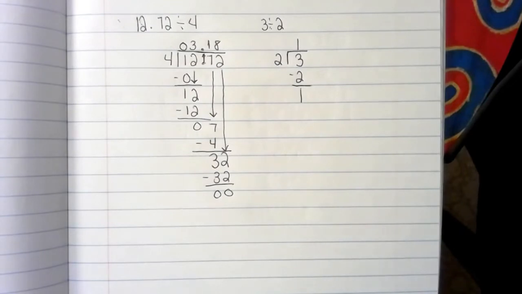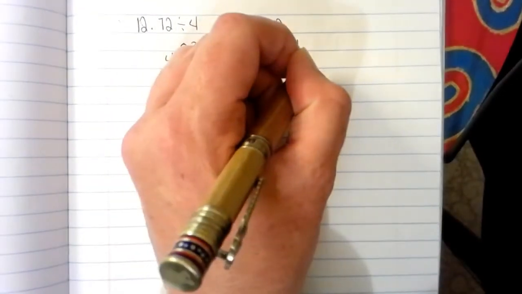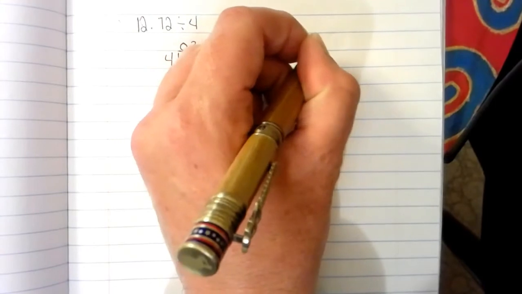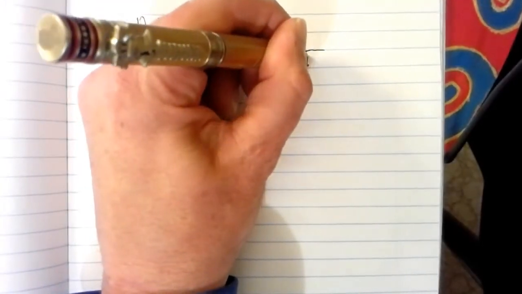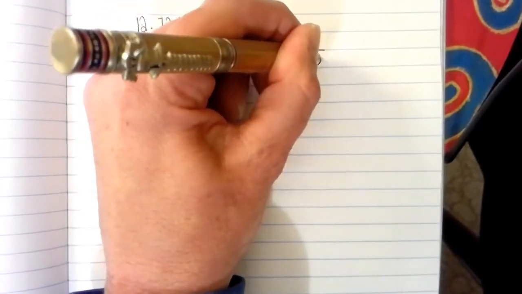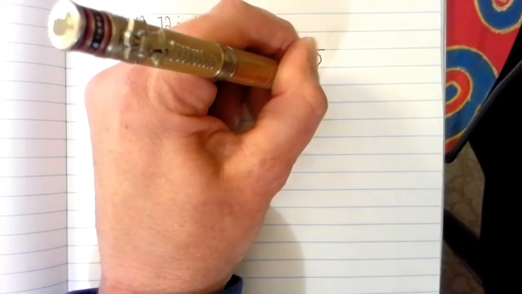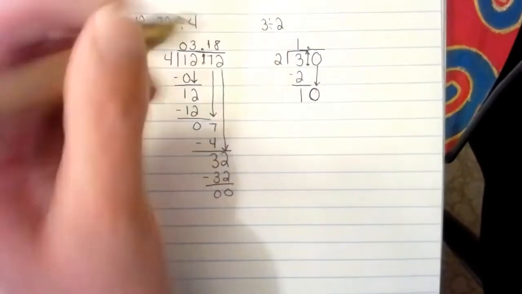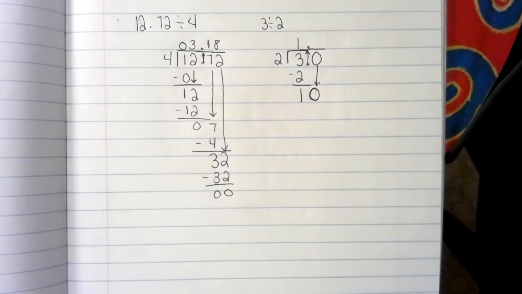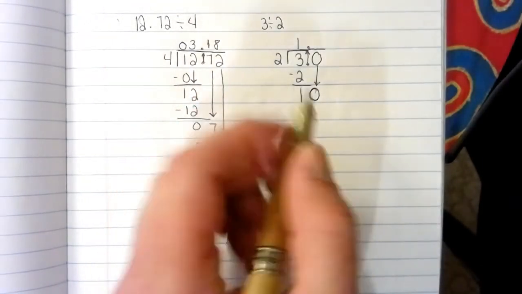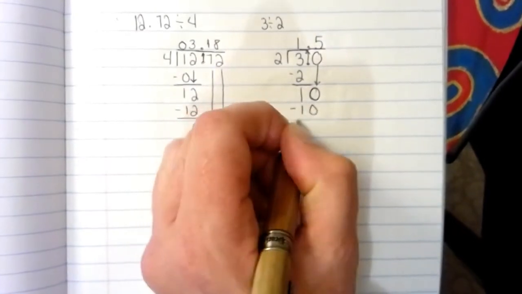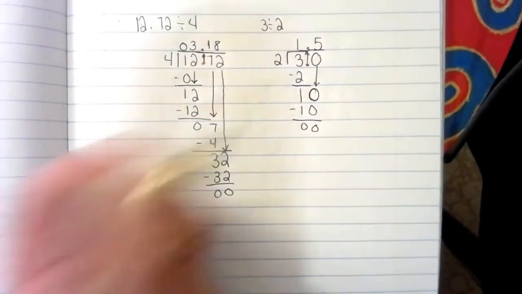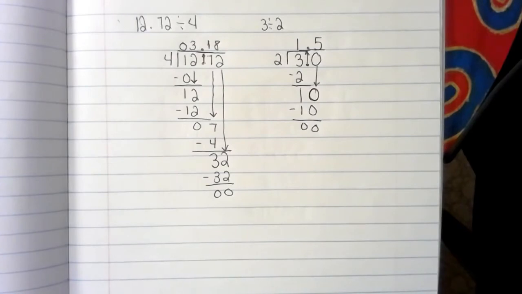So what I have to do is show the decimal in the 3, because as we've learned in previous lessons, every number has a decimal behind it. Float the decimal and show the 0. When I show the 0, I'm going to bring it down, because every time I subtract, I bring a number down. 2 can go into 10 5 times. And my answer is 1 5/10.